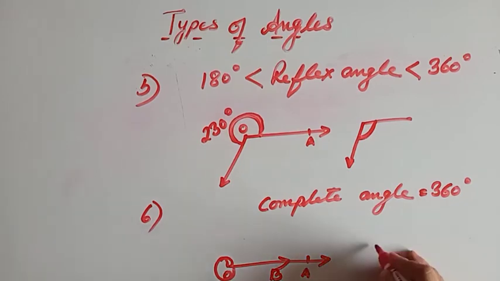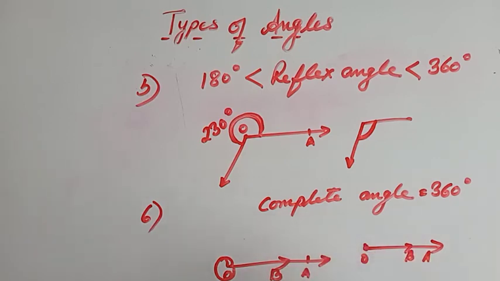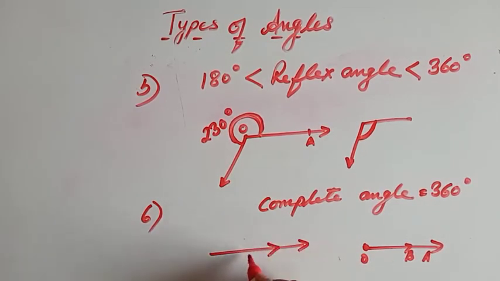This is a complete angle. Whereas zero angle, how do we make it? This is A, this is B. Now this is zero angle. But when we make this sign, it is a complete angle. We will make one more time. Just a straight line like this. This is the common vertex, and this is a complete angle. That is, it takes a complete one round. It makes a complete angle.